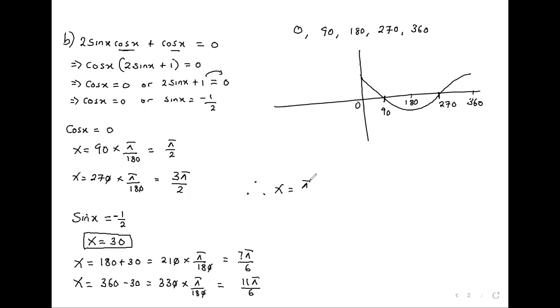Yeah, so we have pi over 2. We also have 3 pi over 2. And then we have 7 pi over 6. And we have 11 pi over 6. So these are the 4 angles that we get: 2 for cos is equal to 0, 2 for sine is equal to negative half.